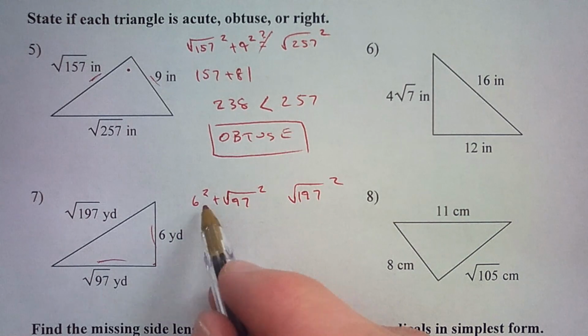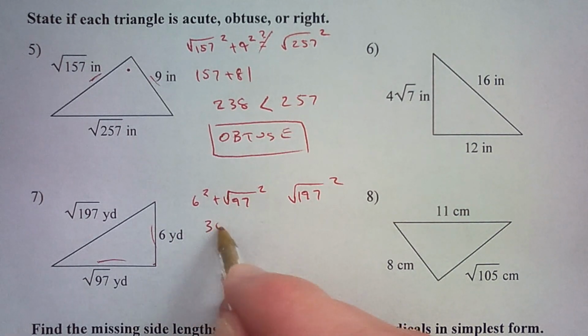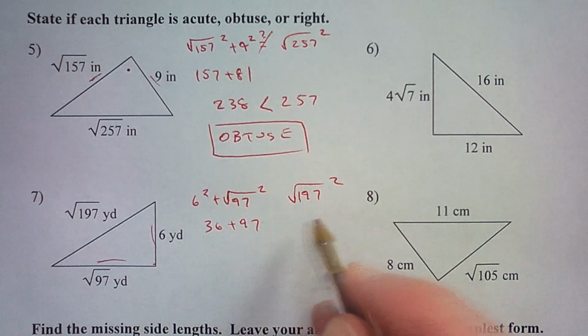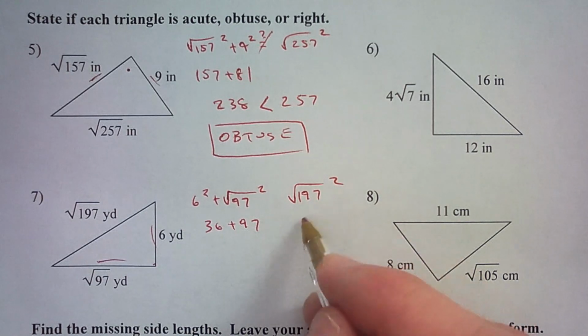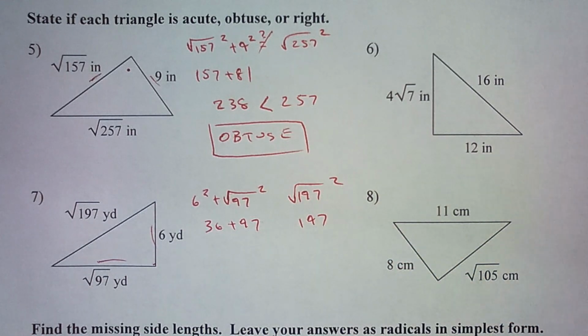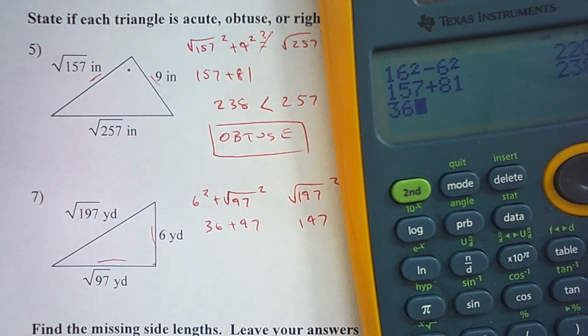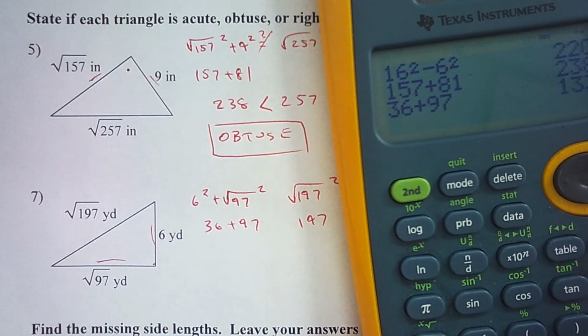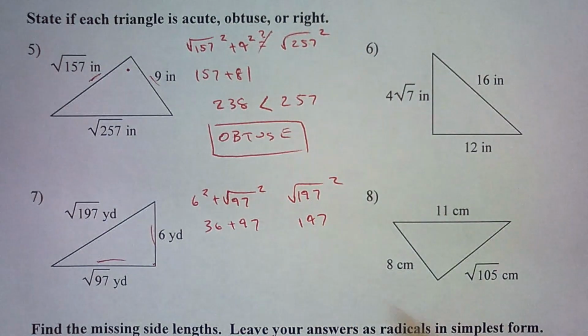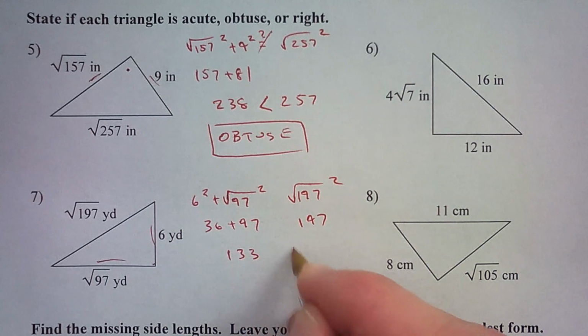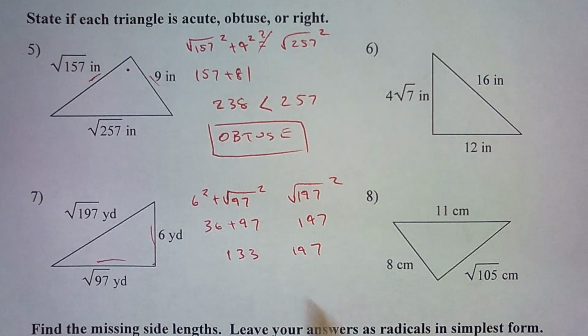Okay, so I have 36 plus 97, and the square root of 197 squared is 197. 36 plus 97 is 133. So we have 133 compared to 197. 133 is less than 197, so once again we have an obtuse triangle.